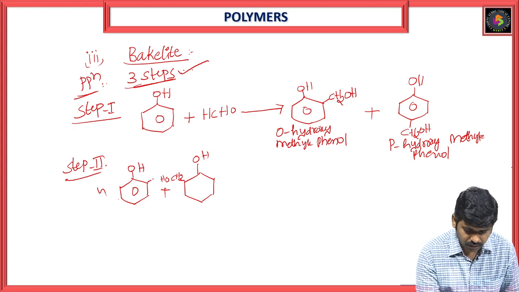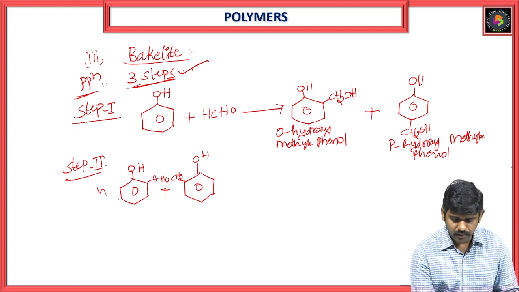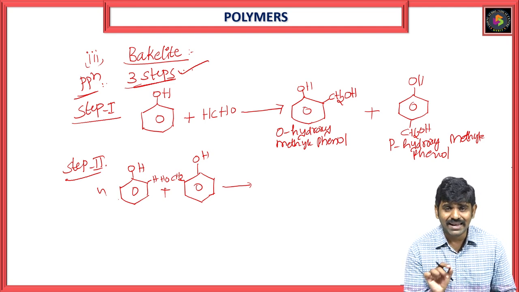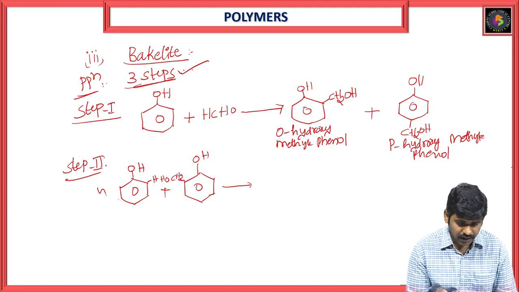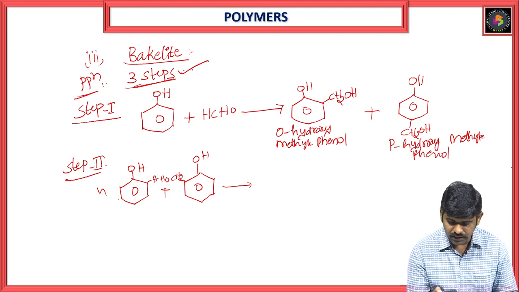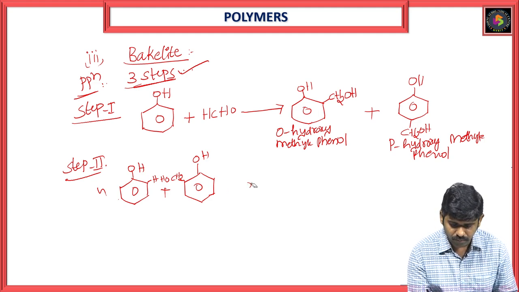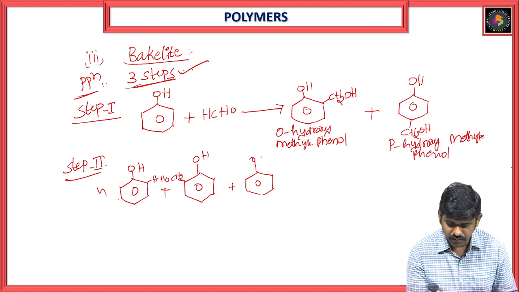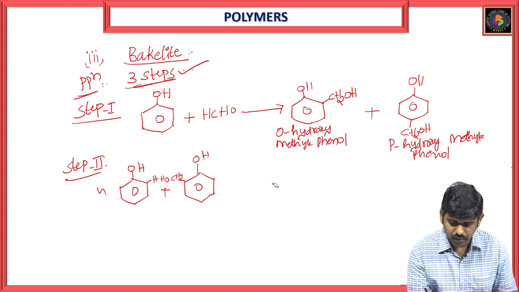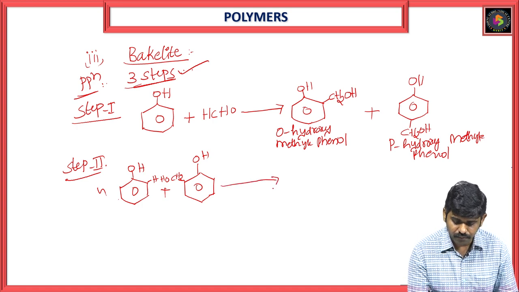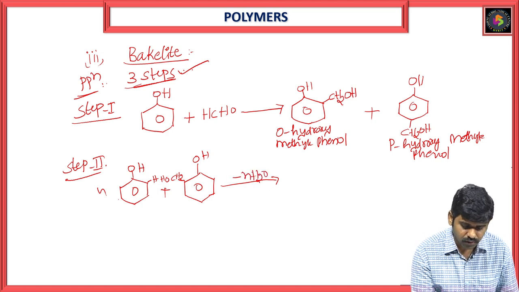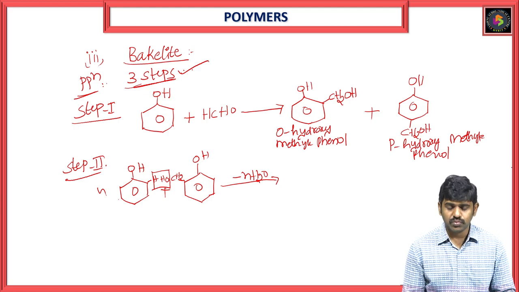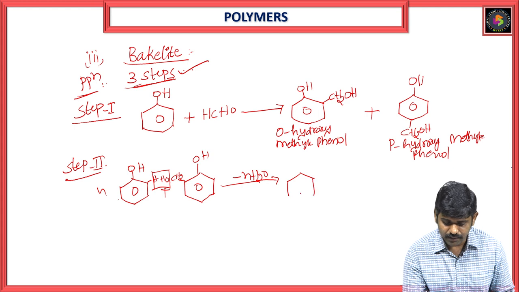CH2OH, here hydrogen, right? So this formula, ortho hydroxy methyl phenol, reacts with the phenol to form a linear polymer called novolac. Plus ortho hydroxy methyl phenol, loss of water, minus H2O. That is the formation of novolac.